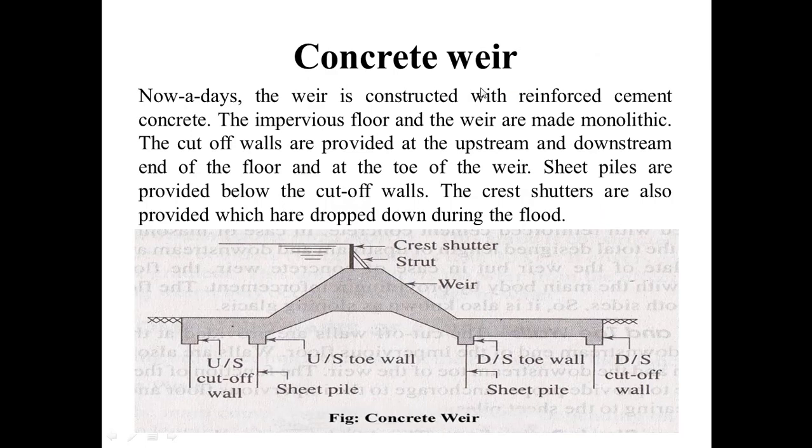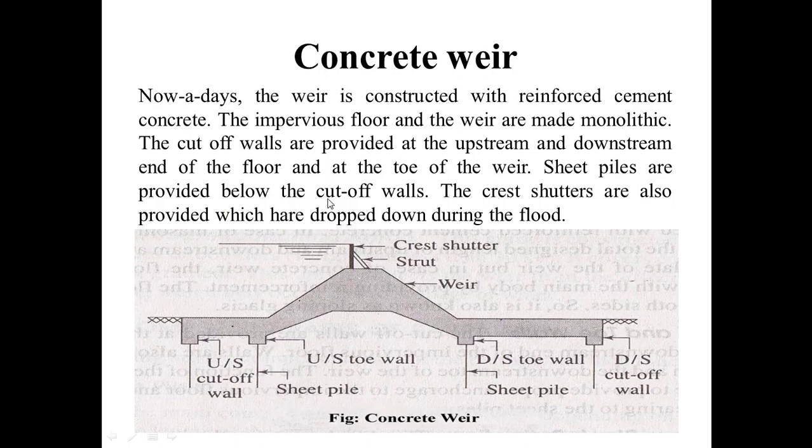Next is concrete weir. Nowadays, the weir is constructed with reinforced cement concrete. The impervious floor and the weir are made monolithic, meaning the floor and the weir are constructed at the same time. The cut-off walls are provided at the upstream and downstream ends of the floor and at the toe of the weir.